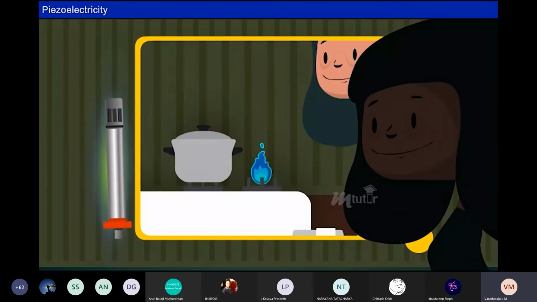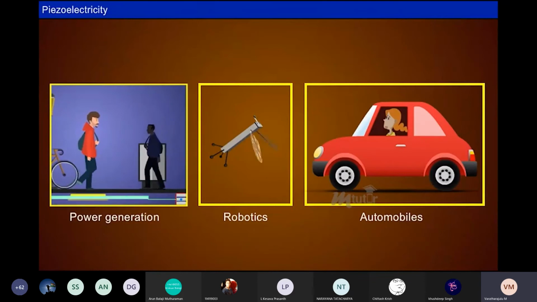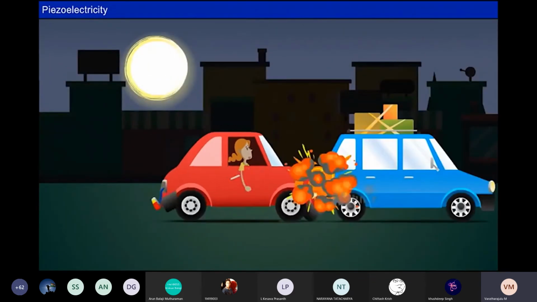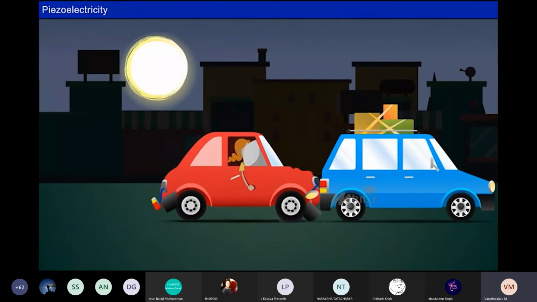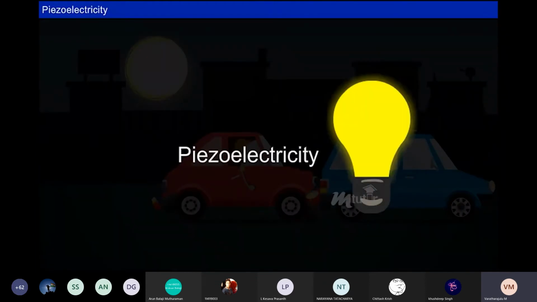Piezoelectricity is not just confined to your kitchen, but applied in diverse fields. Well, as an important element in the car's airbag sensor, triggering the safety airbag based on the intensity of shock during any mishap. Does piezoelectricity sound new to you? Sure. This lesson will help you understand better.